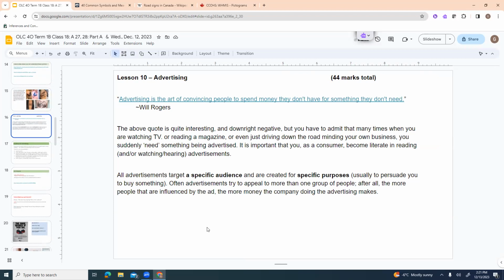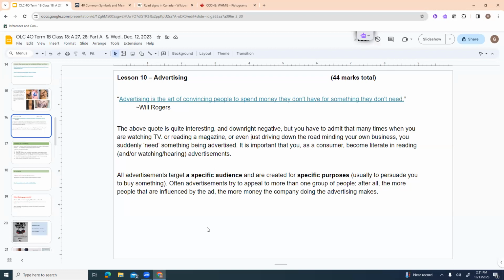Here's a quote from Will Rogers, who's a really old actor. He acted as a cowboy in a whole bunch of pictures. Advertising is the art of convincing people to spend money they don't have for something they don't need.